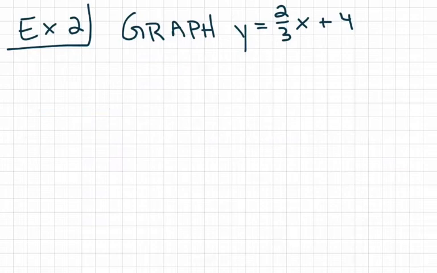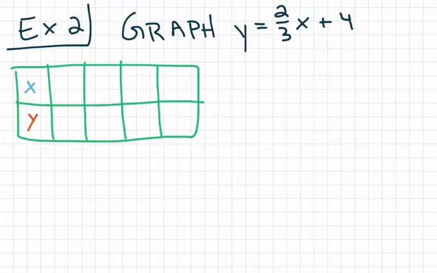So for our next example, we have y equals 2/3 x plus 4. It's going to be a little bit more complicated, especially having that fraction in for our m value, where our slope is. So y equals 2/3 x plus 4. Same process though. We create a table, and then from that table, we graph a line. So I'm going to set up the table first.